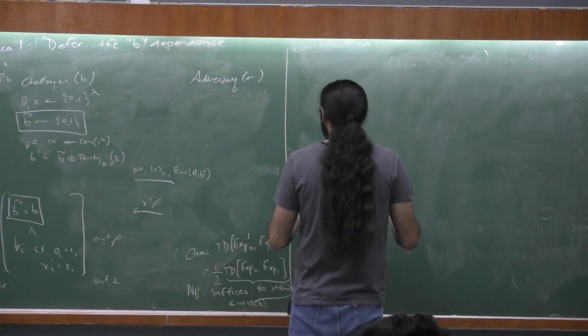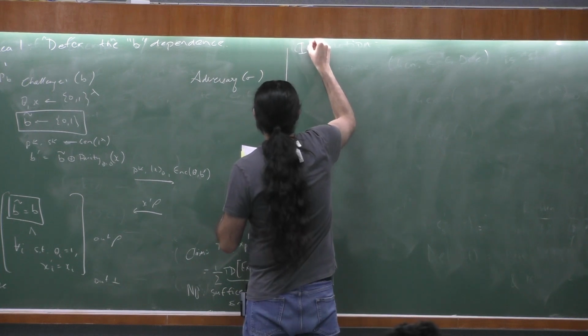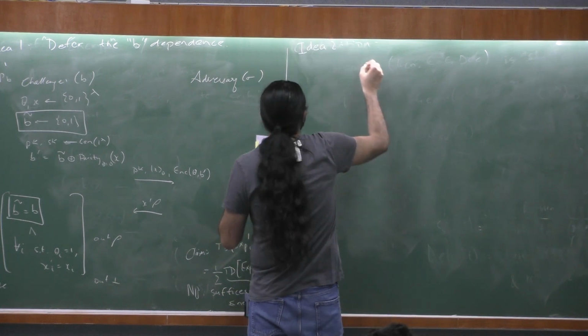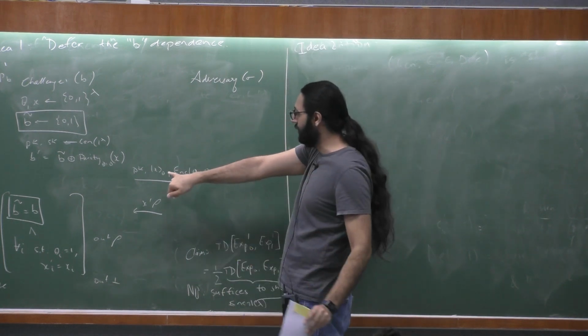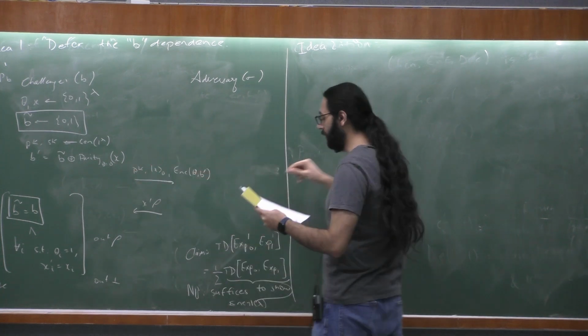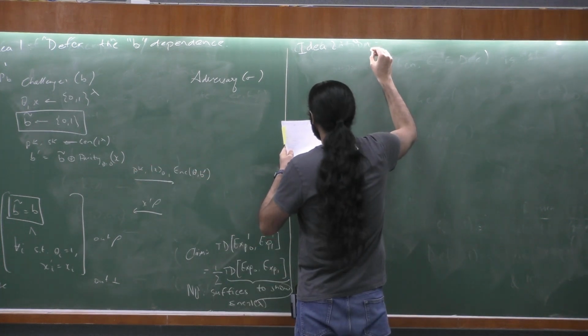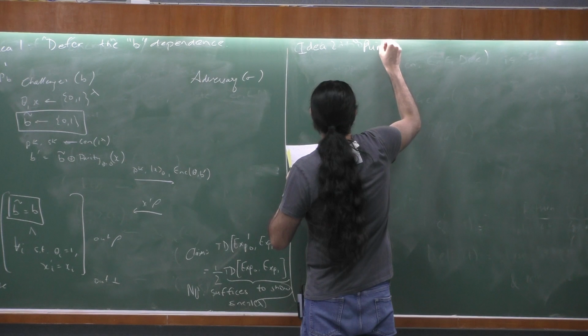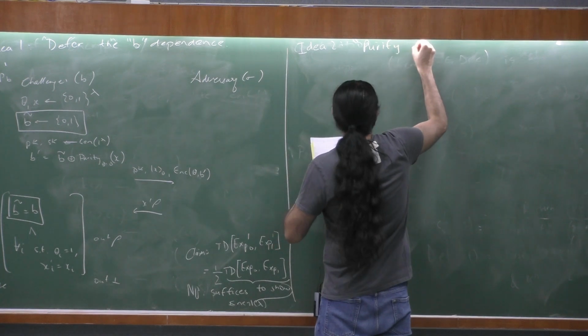Okay, so idea 2. Now what we're going to do, so we want to remove the theta dependence. And what we're now going to do is, it's a very common trick, we'll purify the experiment.